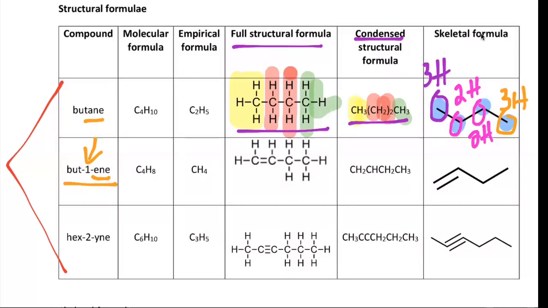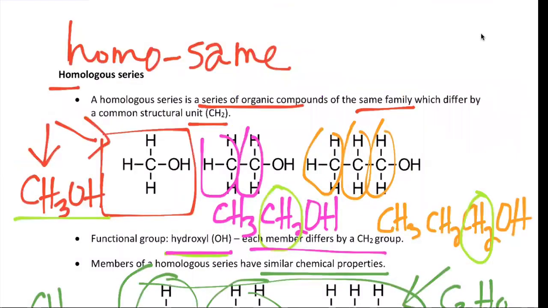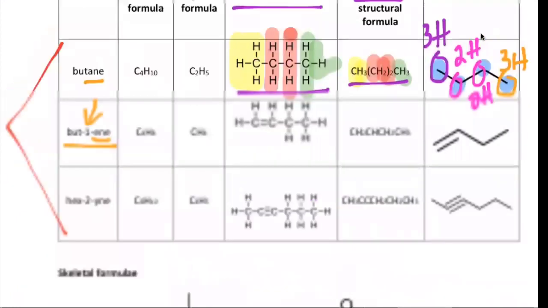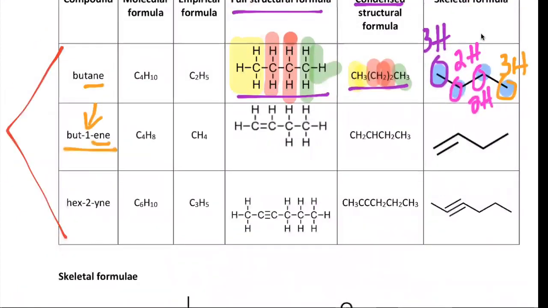And the number tells me which carbon it starts on. So because it's but-1-ene, that means that on the very first carbon in the chain, I would find a double bond. And I can see it's right here. So there's the first carbon and it's double bonded to the second carbon. So that's the double bond that gave me that 1-ene, okay?